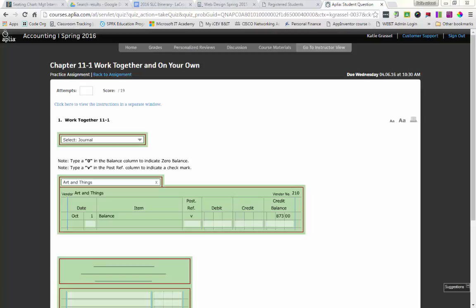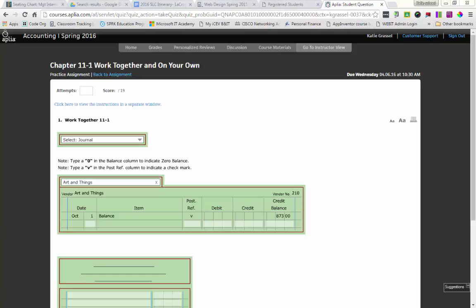What if I'm using the cash receipts journal? CR. Purchases journal? P. General? G, excuse me, wrong letter. So G and then the page number. So we always need to do that.